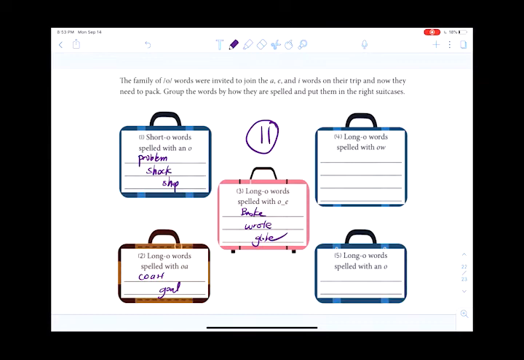Four. Long O words spelled with OW: crow, snow, growth, and shown. Five. Long O words spelled with an O: gold and host.